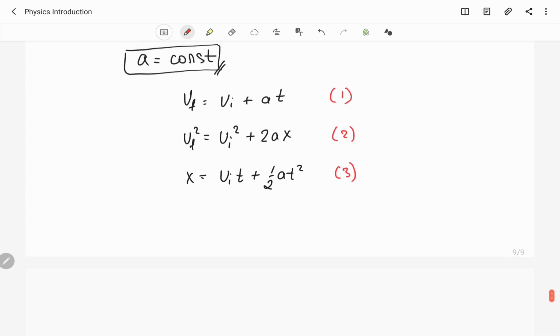And here you can use negative sign in the same equations if you have a deceleration. Deceleration means motion with decreasing velocity. If you have motion where velocity decreases, then you can use these 3 equations but with negative sign.